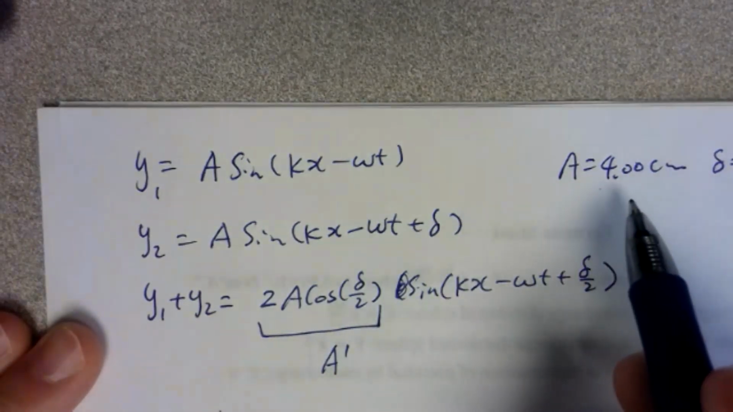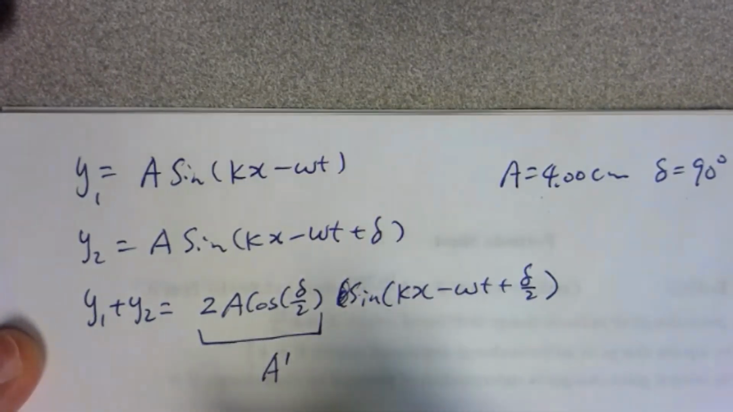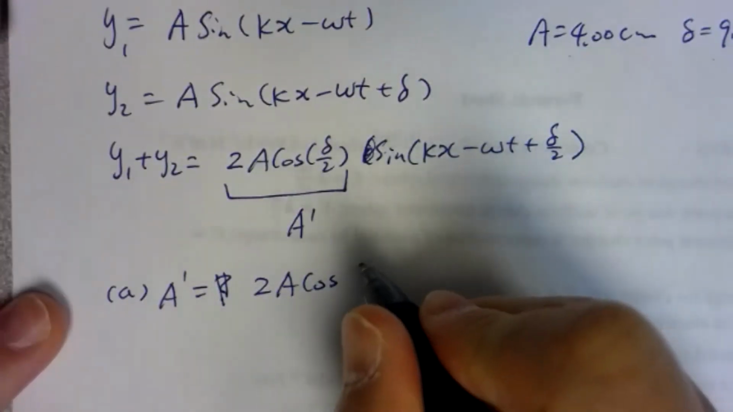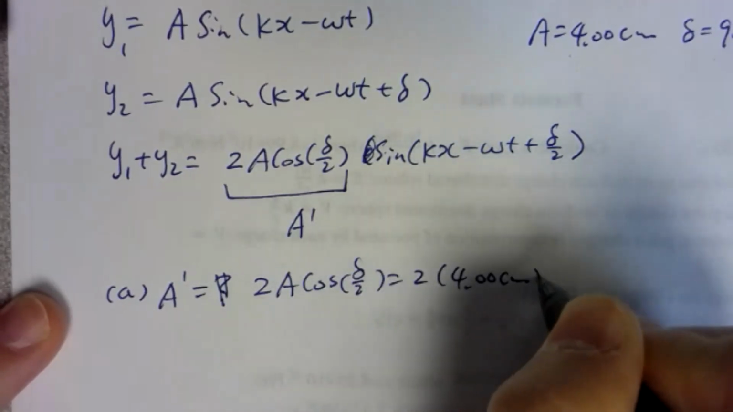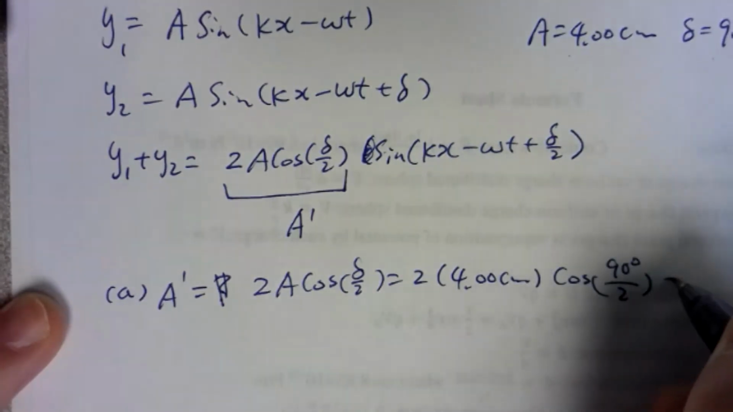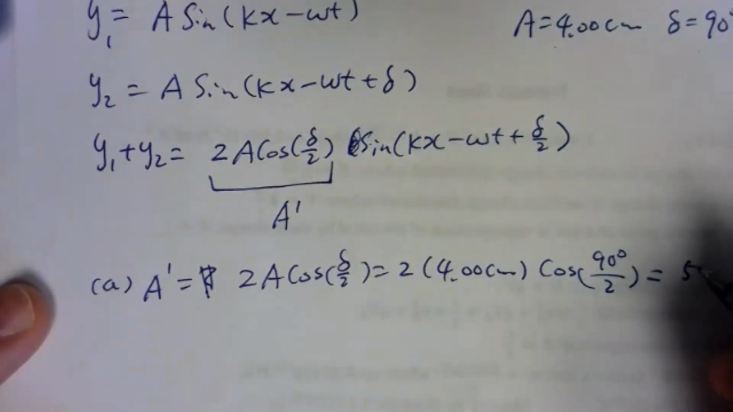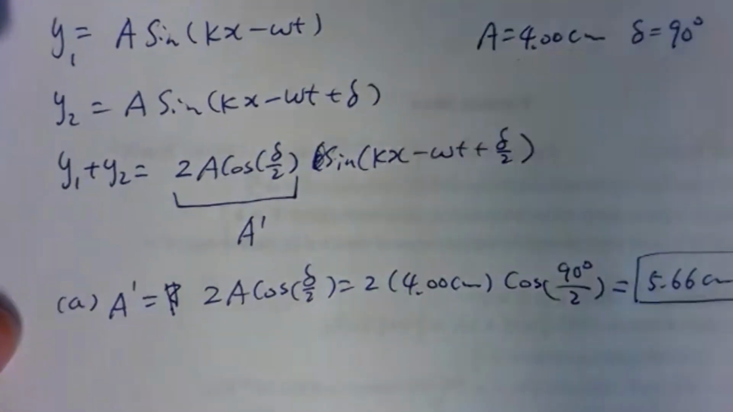So we have A and delta, then we just plug those into here. A prime is equal to 2A cosine of delta over 2, so 2 times 4 centimeters times cosine of 90 degrees over 2. That gives you 5.66 centimeters. So that's the new amplitude.